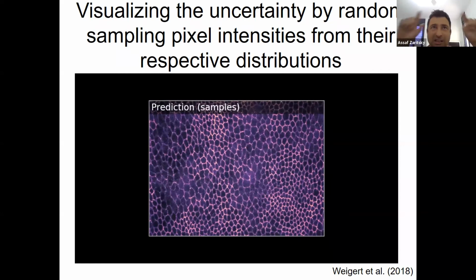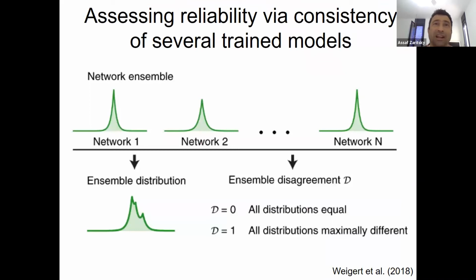And now the next step was to train different networks, right? Train different networks independently on the same data, but you get some stochasticity from the selection of the training data, the order of the batches, etc. So you get different models, and you get a different certainty distribution for each pixel, and now you can compare these distributions across the different models and get an ensemble distribution. Now you can actually see which pixels the models are less certain about than others.